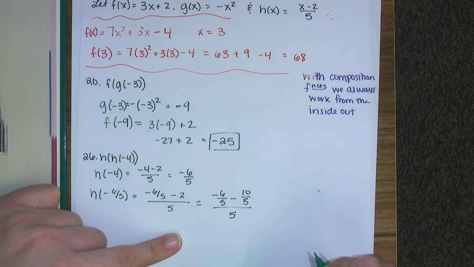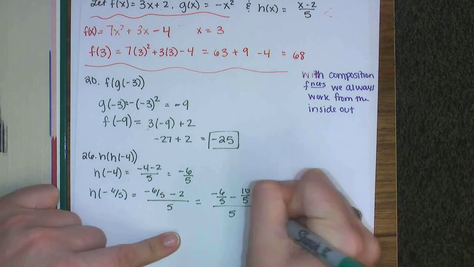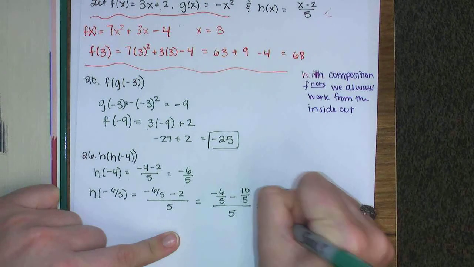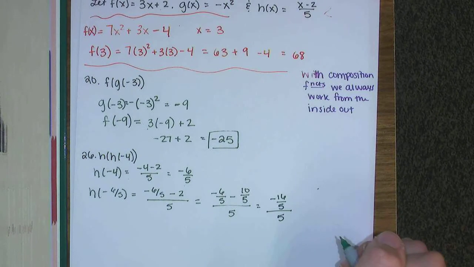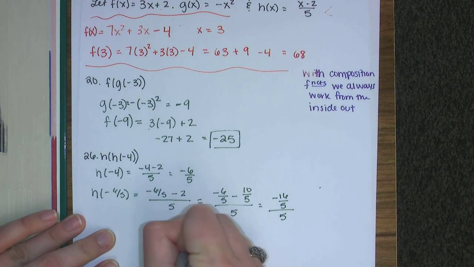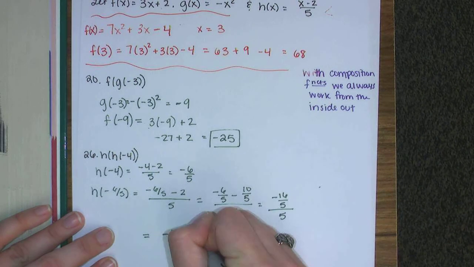And I think it was in this class that we spent a lot of time with what this actually means. If I have a fraction divided by a number, it's the same thing as multiplying by 1 over whatever the denominator is. So I'm going to come down here, negative 16 over 5 times 1 over 5, okay, is equal to negative 16 over 25. And that is my answer.